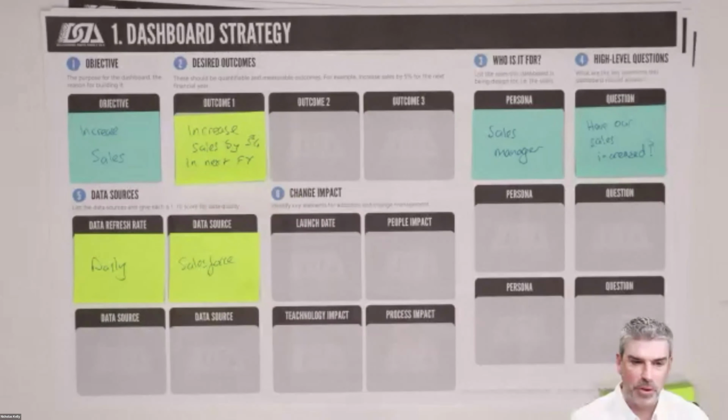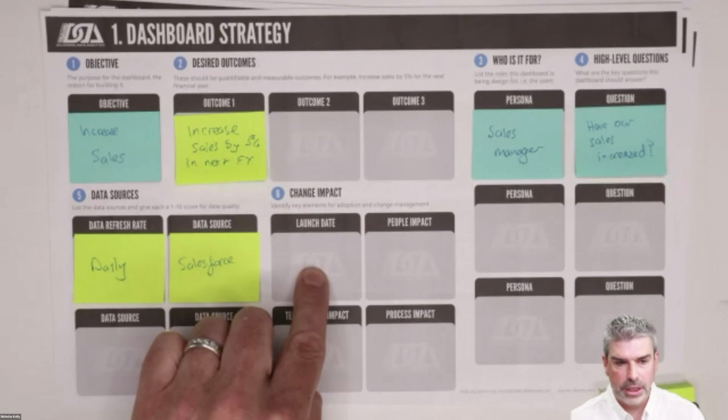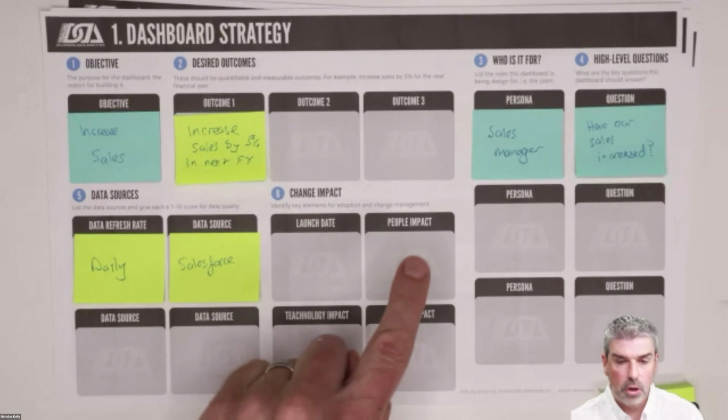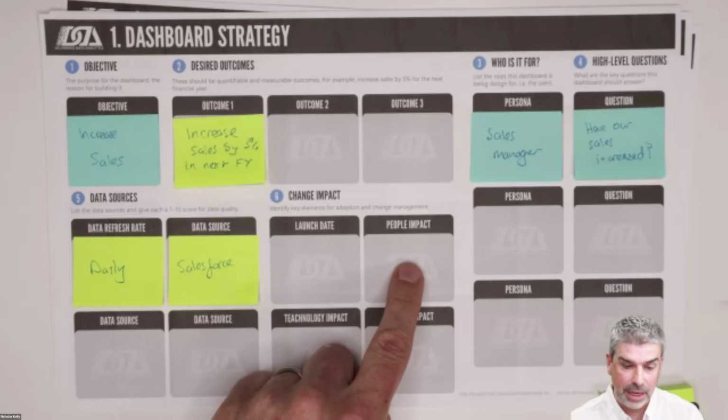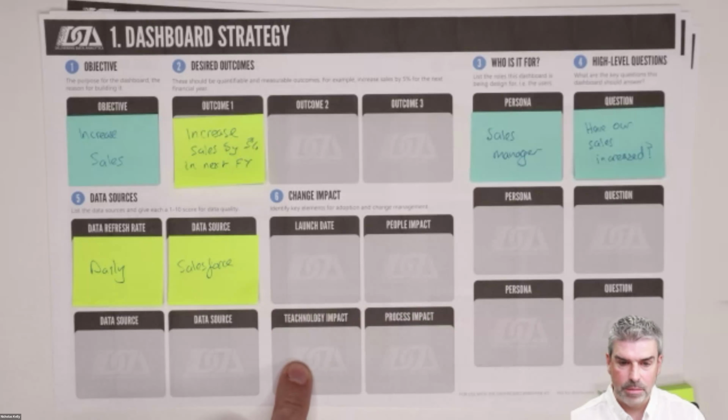Okay. Next is a change impact section, right? So this is usually where we don't spend any time, and we completely ignore it. What's the launch date for the dashboard? Who is it going to impact? So it's going to impact sales managers, right? Based on this.